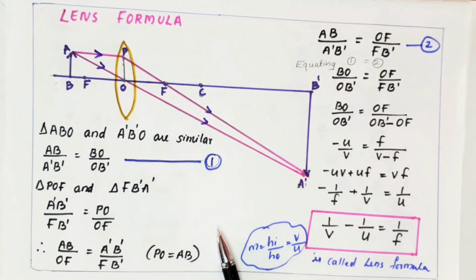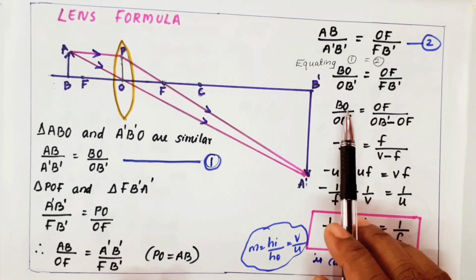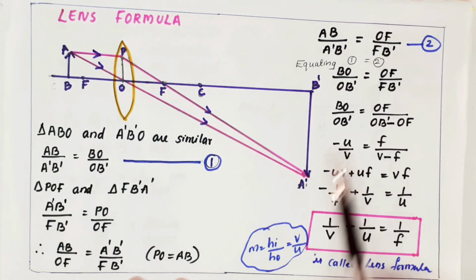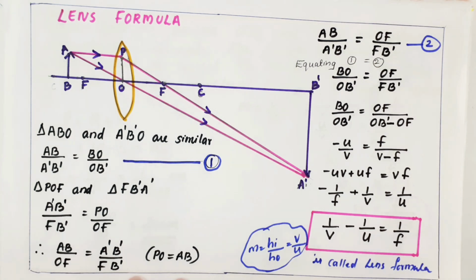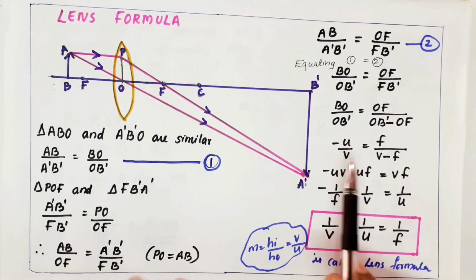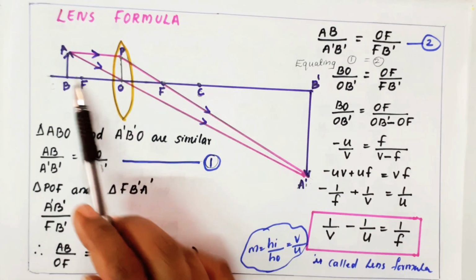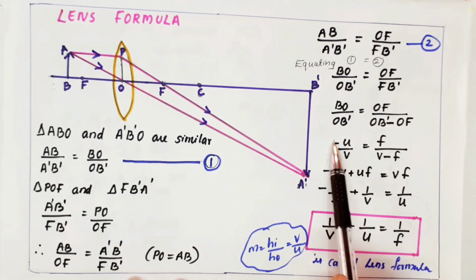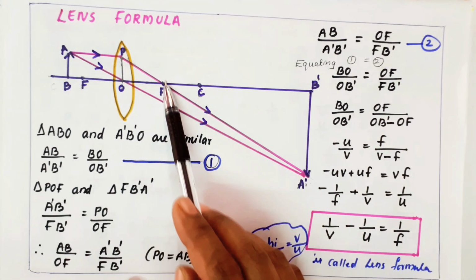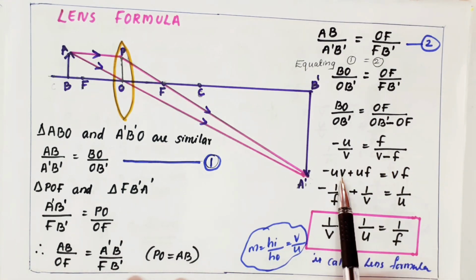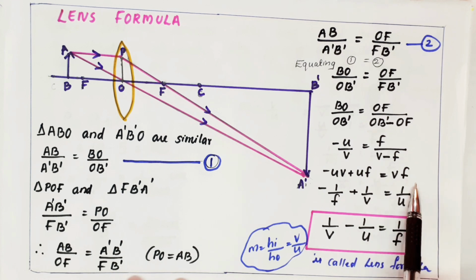Then after that, you are taking the distance as BO. What is BO? Object distance, minus u, by OB', which is nothing but image distance v. We apply the sign convention, and putting OB, it's coming this side, so distance we are taking opposite to the direction of incident light. So minus u by v equals OF, focal length f, by OB', v minus f. Cross multiply: minus uv plus uf equals vf.